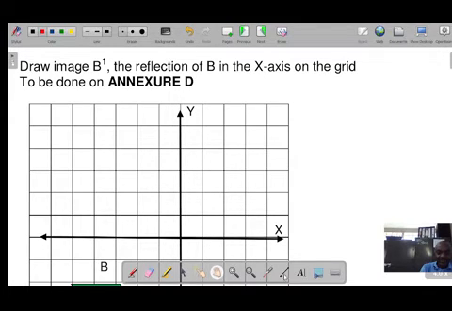So it means that this is my reflection line, which is the x-axis. Okay, so I'm going to put my mirror on the what? On the x-axis. Okay, let me do that now without wasting time. I'm going to put my mirror here.